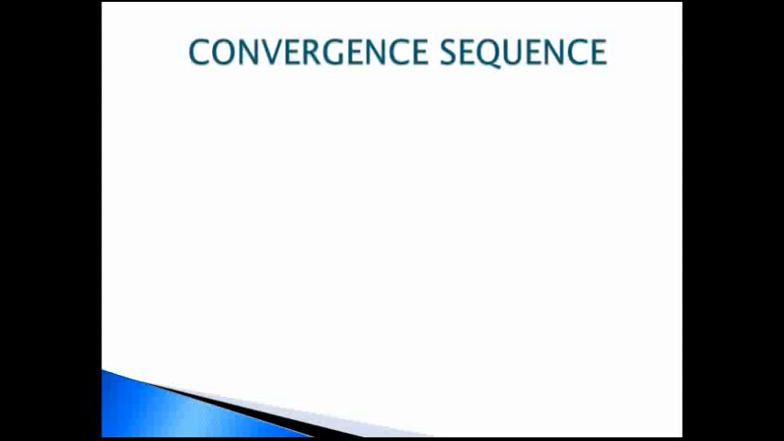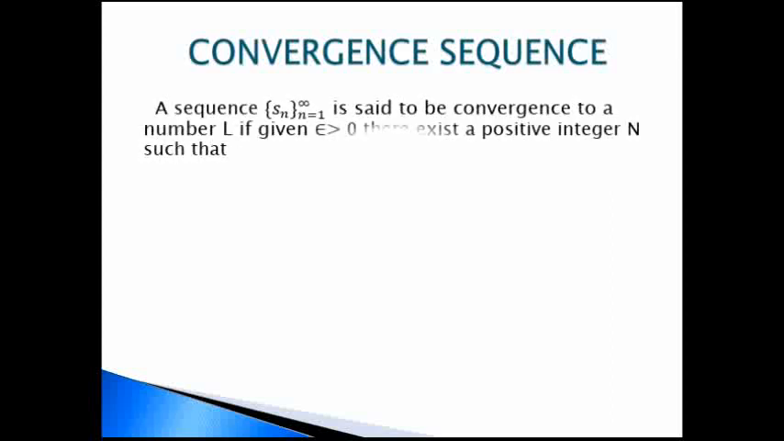Now we are going to see about convergence sequence. A sequence Sn is said to converge to a number L if, given epsilon greater than 0, there exists a positive integer N such that modulus of Sn minus L is less than epsilon for all n greater than or equal to N. That is, limit n tends to infinity Sn equal to L, which means a sequence converges when it keeps getting closer and closer to a certain value.